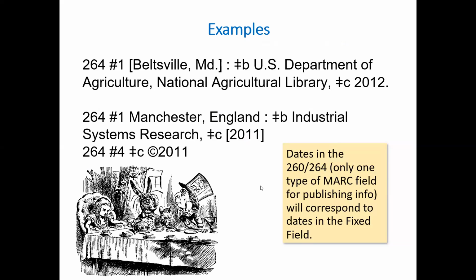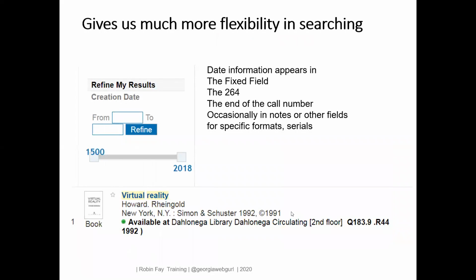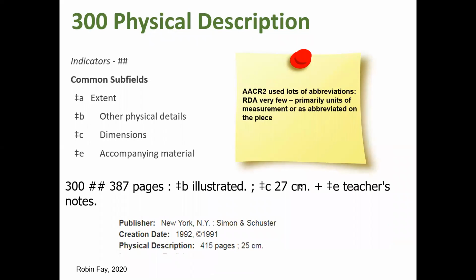Some examples, and I'll give you more examples. We'll look at more examples next time too. All of this gives us a lot more flexibility when we're searching because we can look at dates. We will look next time more at dates because we're going to talk about dates as the relationship between the fixed field and the 264 as well as the end of the call number. So we'll talk about all of those relationships when we're looking at OCLC records next time.